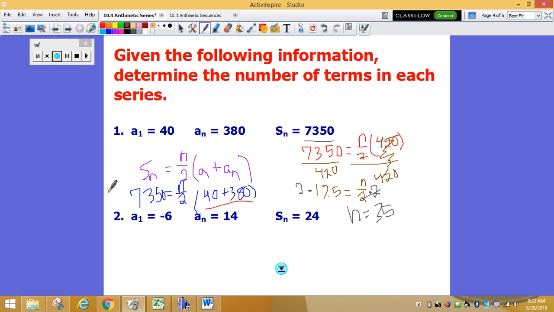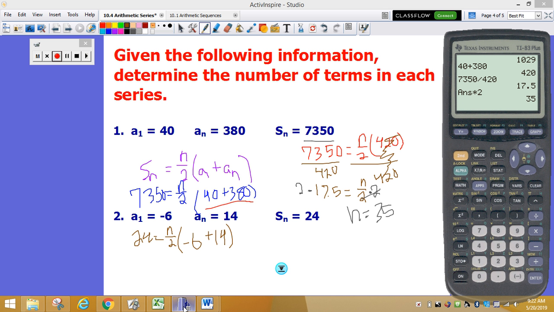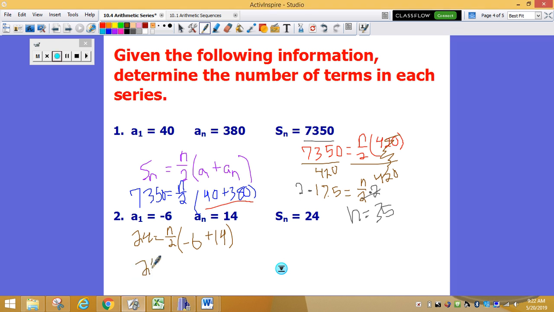All right, let's do another one that looks just like that. So here's my formula. S sub n, I know, is 24. I do not know n. N is what I'm looking for, how many terms there are. A sub 1 is negative 6. A sub n is 14. And now it's just get n by itself, isolating that variable. So we're going to start with the parentheses. We're going to do negative 6 plus 14. That gives me 8. So I have 24 equals n over 2 times 8.